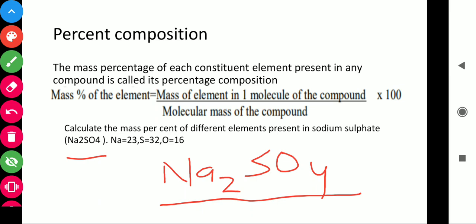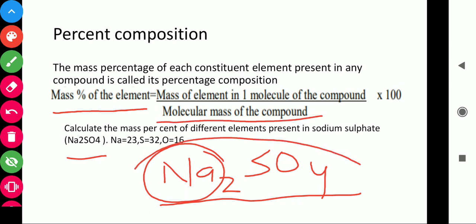How can we calculate the mass percentage of any element in any compound? We will take the mass of that particular element divided by the molecular mass of the compound, and then multiply by 100. In this way we will calculate the mass percentage of one element.